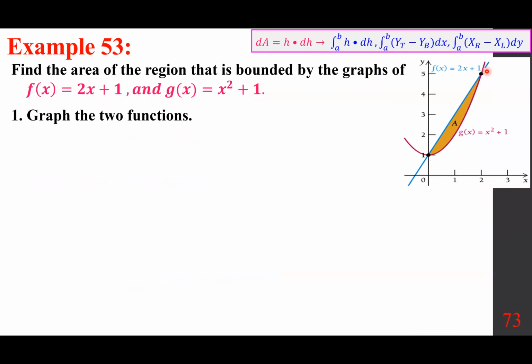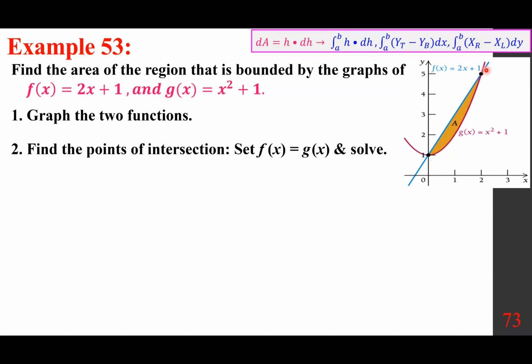Number 2, we want to find points of intersection. So to do that, we set them equal. Now, to solve this, we take everything to one side. Of course, the 1 drops out. So it's x squared minus x equals 0. If you factor the x out, you get 0 and 2. So it's either 0 or 2.